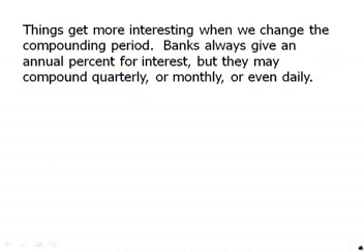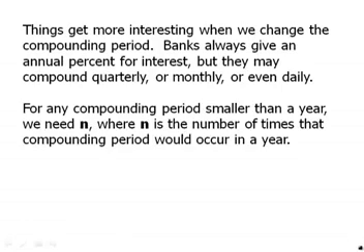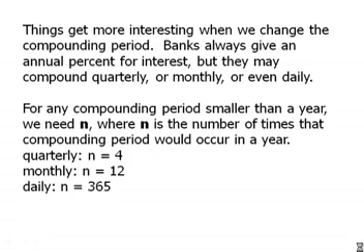Things get more interesting when we change the compounding period. Banks always give an annual percentage interest, but they may compound quarterly or monthly or even daily. For any compounding period smaller than a year, we need N, where N is the number of times that compounding period would occur in the year. So for example, quarterly, that means n equals 4. We're compounding 4 times a year.